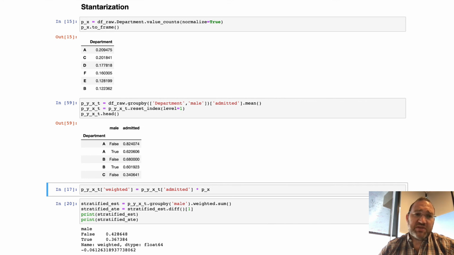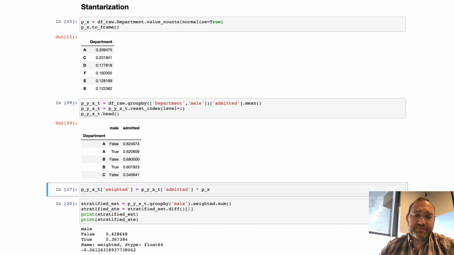We first need to estimate the probability of X, the probability of each department. This is done again using the group by or the value counts function. And we have the probability to be in each department. Then we will compute the probability to get admission per department and per action. This is depicted in the head of this data frame, where for each department and for each gender we know the admission rate.